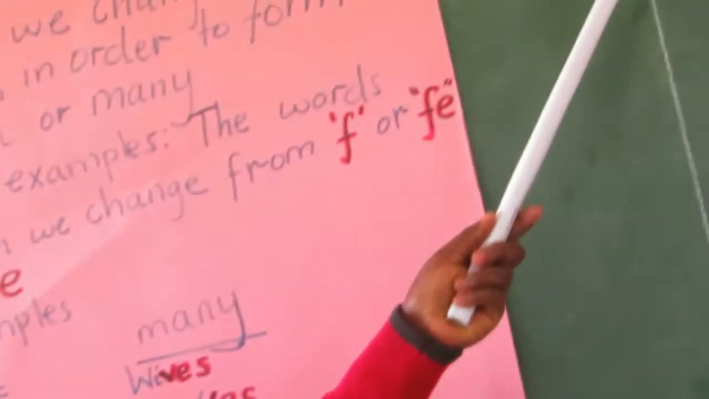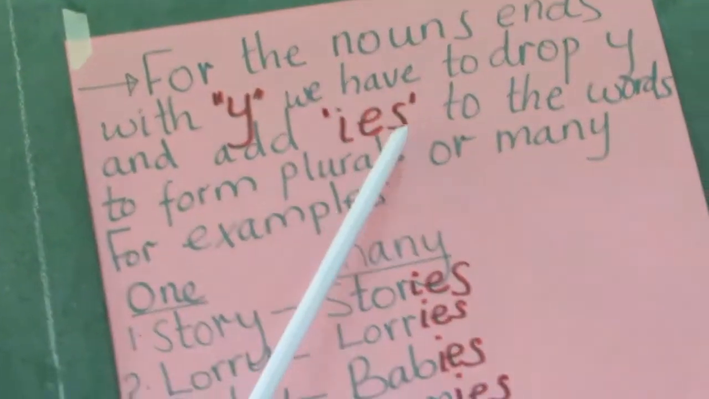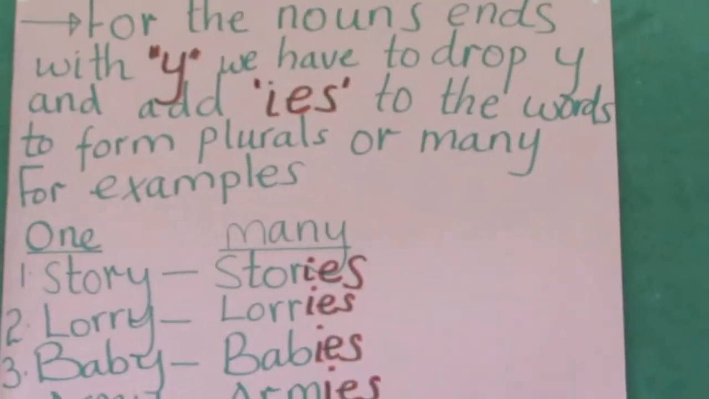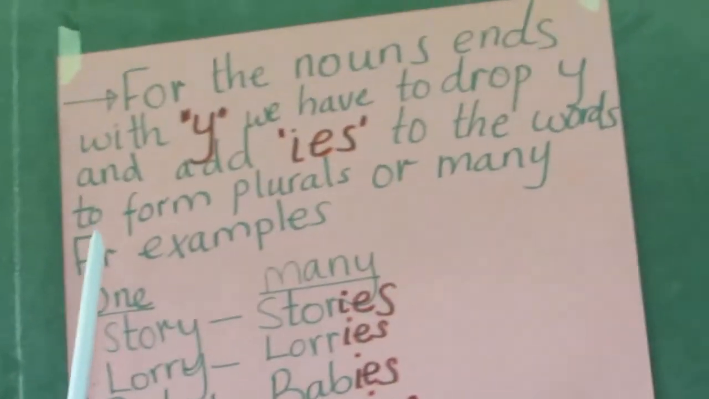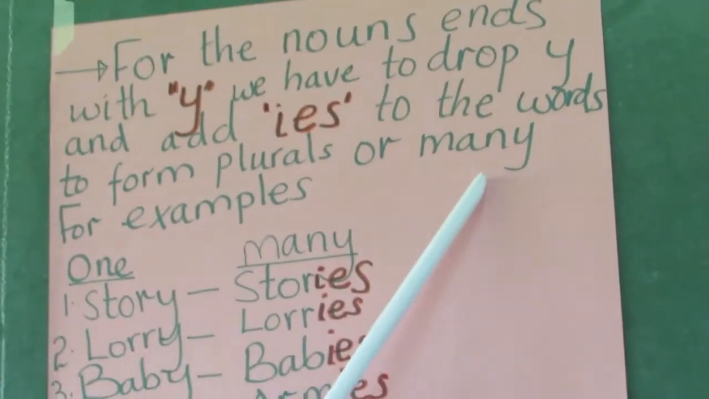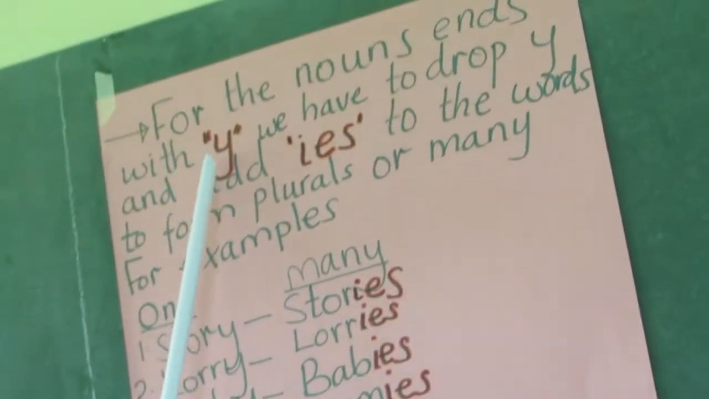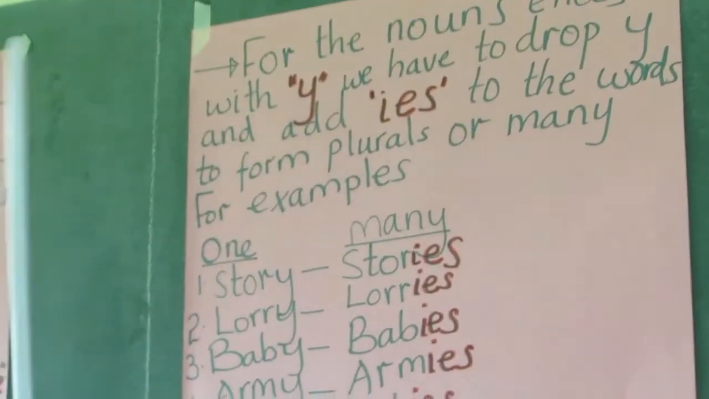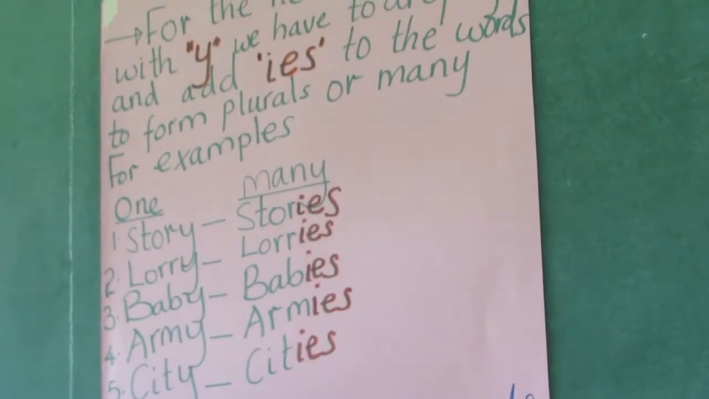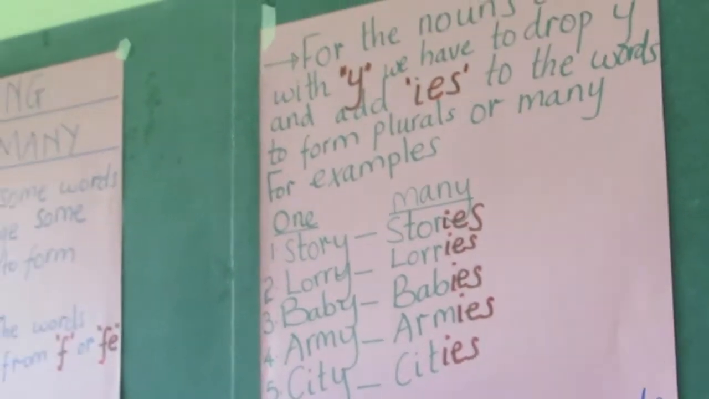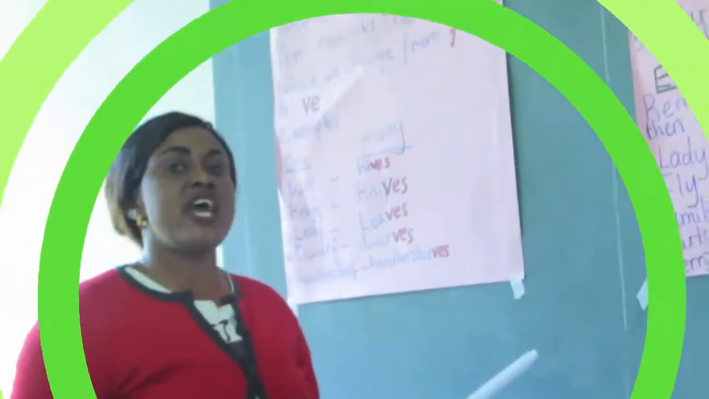Now, let us see the other nouns which end with Y. The words which end with Y, we have to drop Y from the words, then we add IES to the word to form plurals, or many. Are we together, class? Let me repeat. We drop Y from the words which end with Y, then we add IES to them in order to form plural, or many.